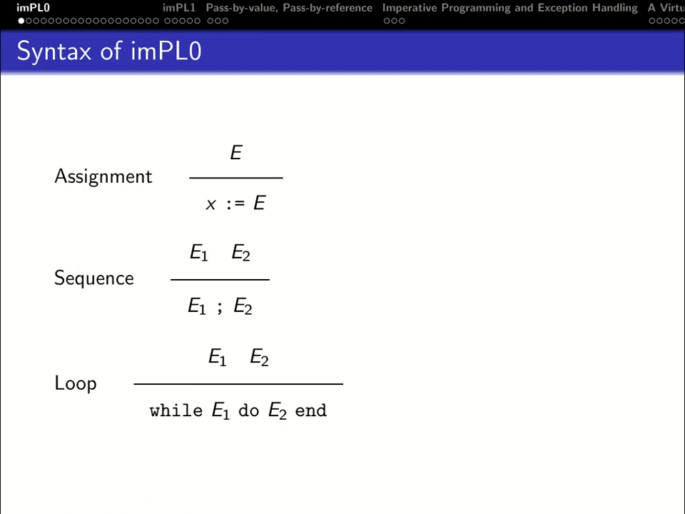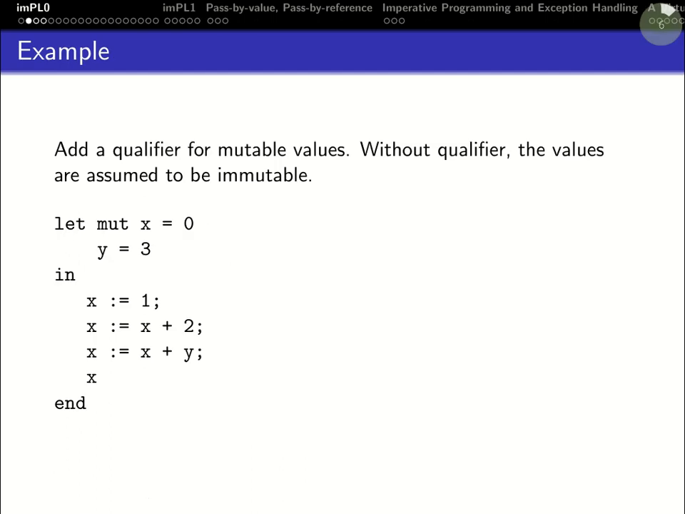So E1 gets evaluated, the result gets thrown away. We're going to throw away whatever is at the top of the stack. We're going to evaluate E2, and that's what stays at the top of the stack. All right? So that's, again, very common. We have while loops with the very common syntax. Okay? And this is going to be an example of our new language.